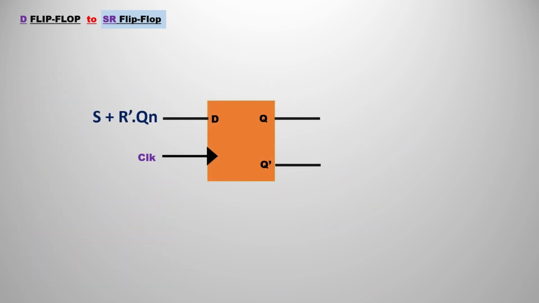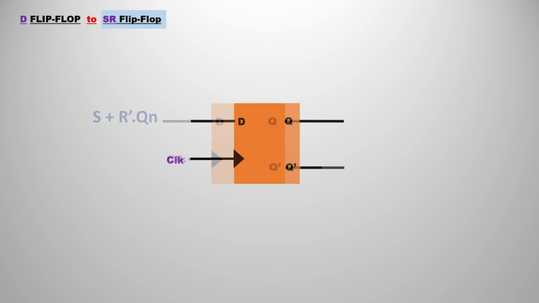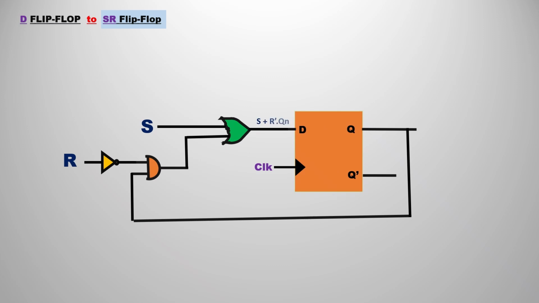So this is the block diagram of the D flip-flop to the SR flip-flop, and this is the D flip-flop. We are passing the input as S plus R bar Qn. This S plus R bar Qn can be left like this also, or we can expand it. Now we will see that block diagram after expanding this one. So this is the final diagram of the SR flip-flop, I can say. You can also observe that.